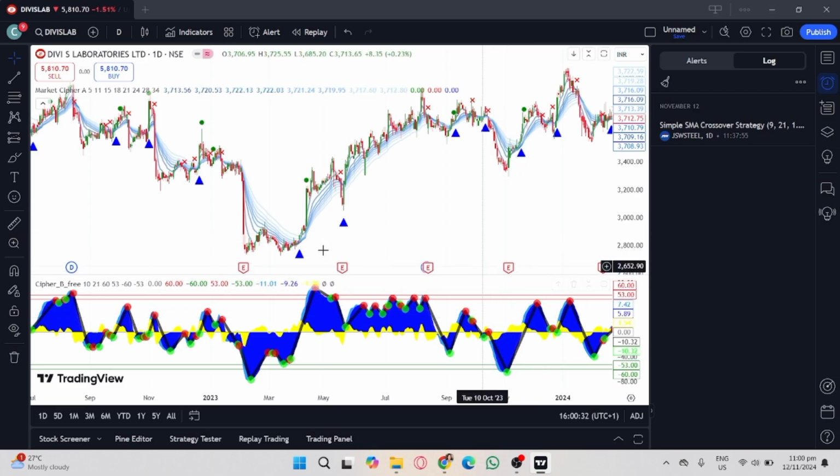And remember, managing risk is essential. Always set a stop loss and take profit levels to protect your investment. Because Market Cipher is powerful, but it's just one tool. Make sure to practice using it in a demo account if you're new to it. So that's it. That's how you use Market Cipher on TradingView.